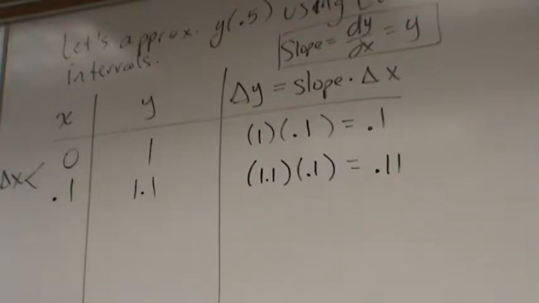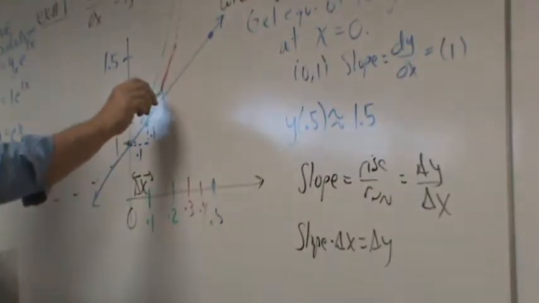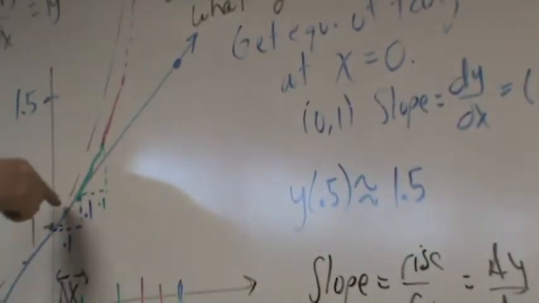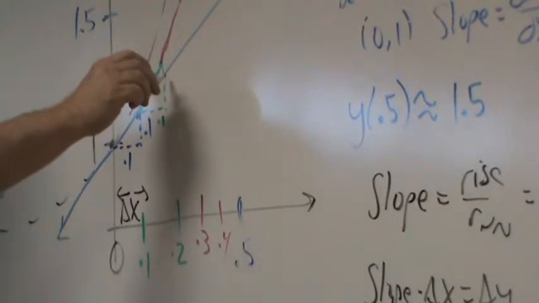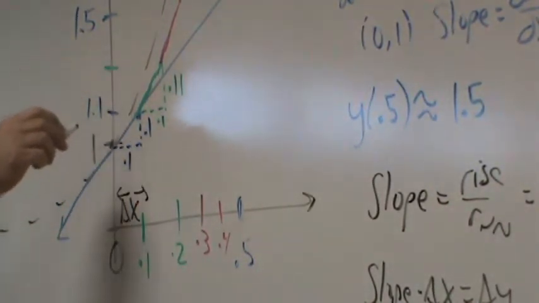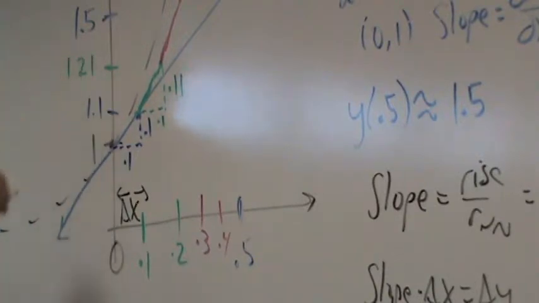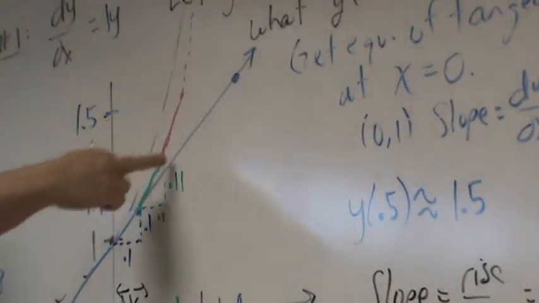So now, on this green guy, my delta x is 0.1, but my delta y is a little bit bigger because the slope is a little bigger. The slope is 1.1. So my delta y is 0.11, meaning this point here ends up being 1.21, right? If I'd stayed on this blue line, it'd just be 1.2.